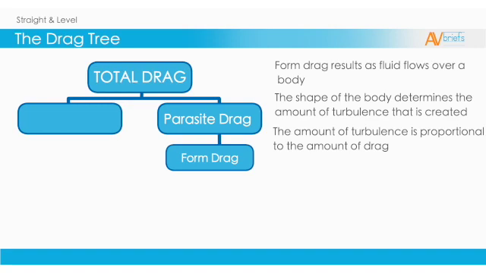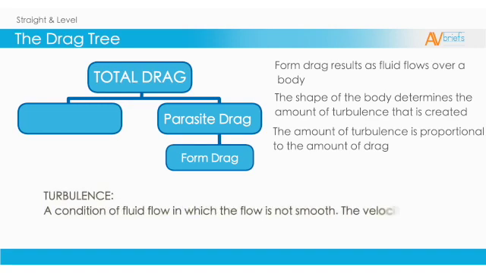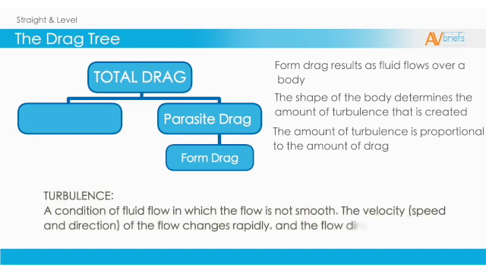Turbulence is defined as a condition of fluid flow in which the flow is not smooth. The velocity, the speed and direction of the flow, changes rapidly, and the flow direction often reverses. Let's look at this in practice. Potentially, the most non-aerodynamic surface would be a brick wall.